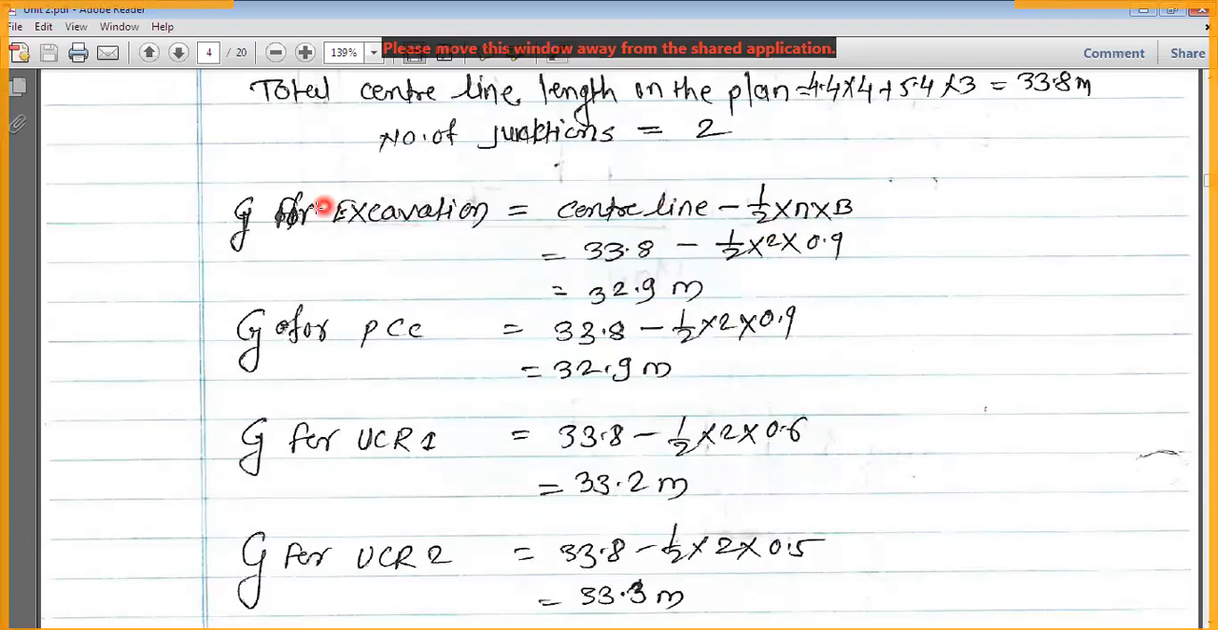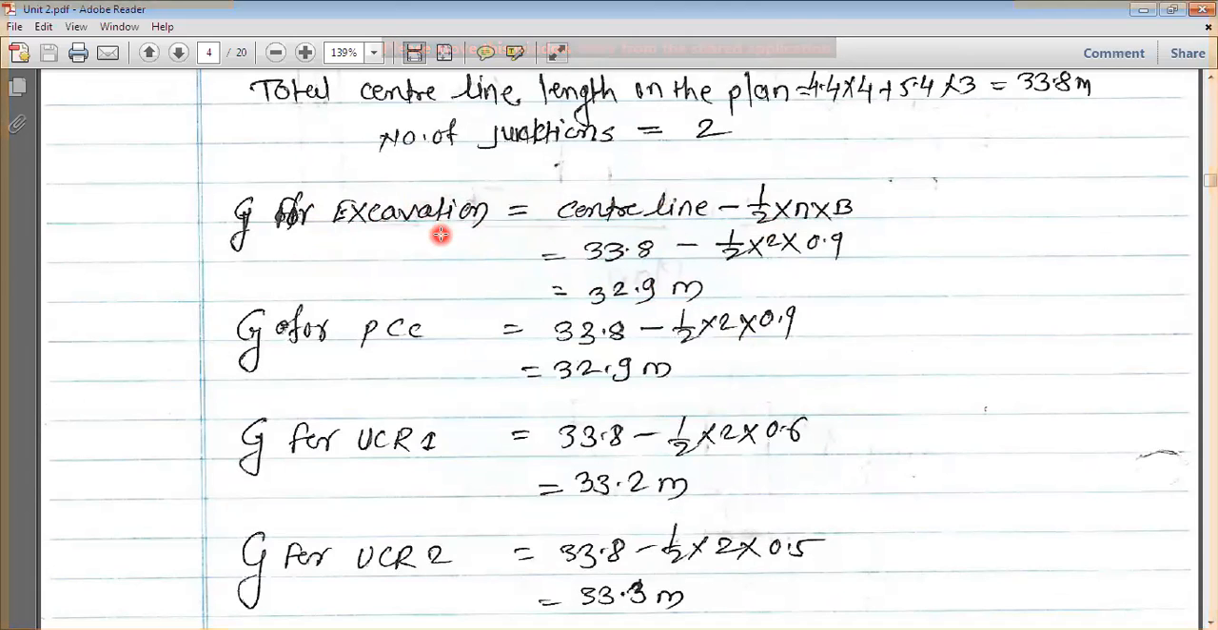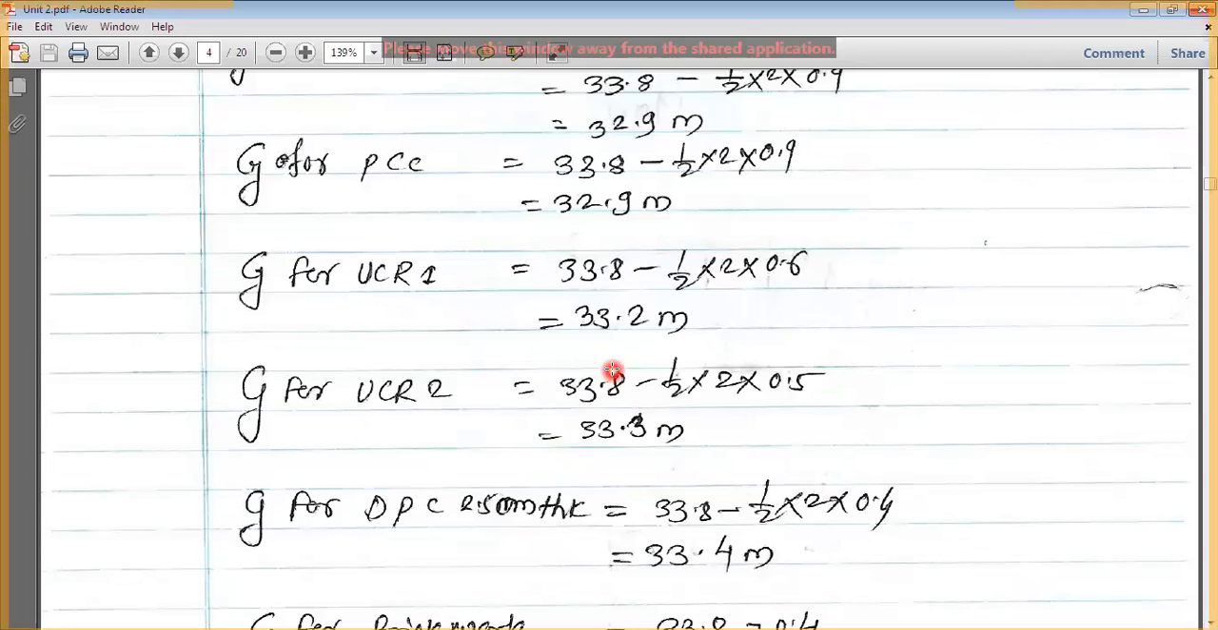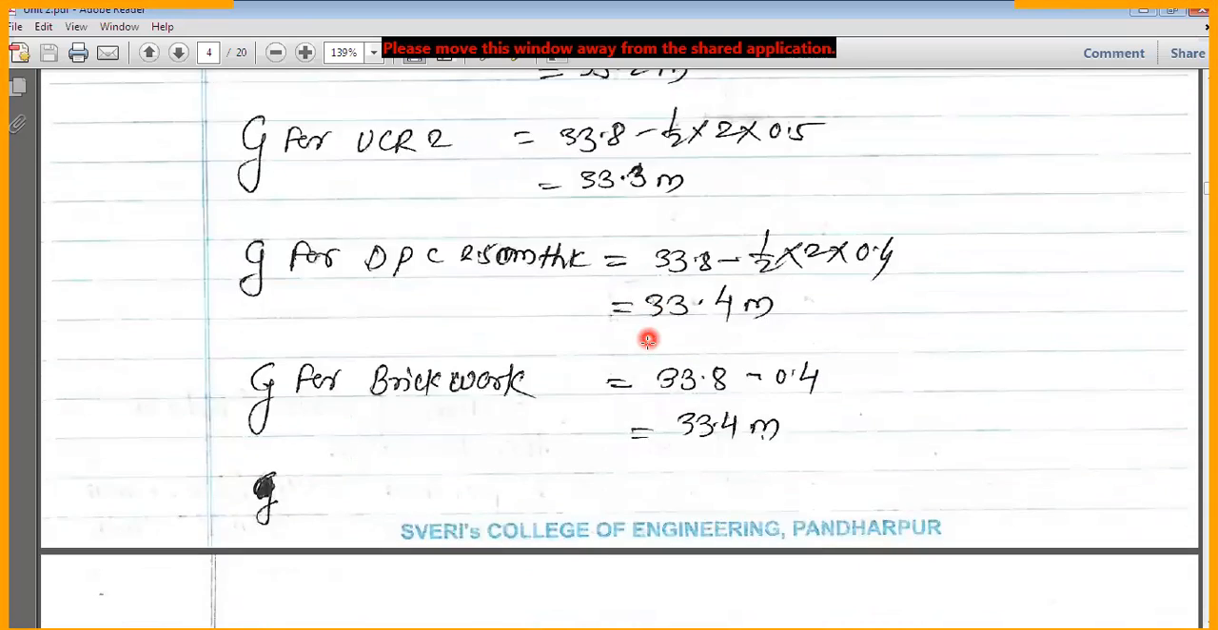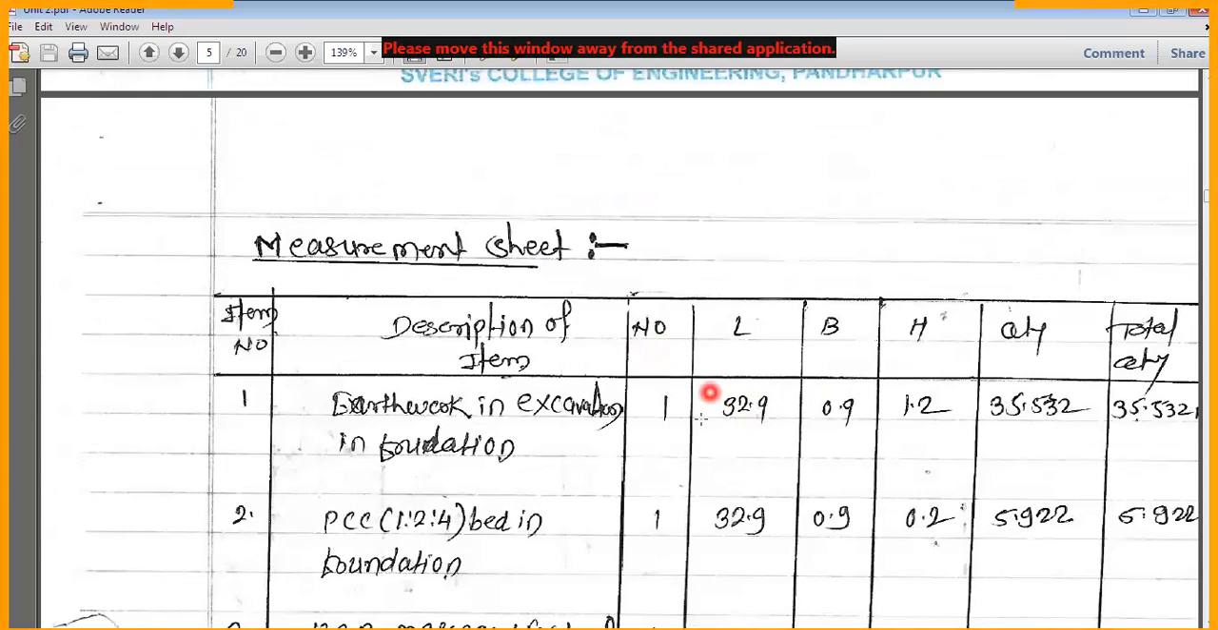दिस इज द लेंथ विच इज रिक्वायर्ड फॉर द अर्थवर्क इन एक्सकॅव्हेशन. ओके, एक्सकॅव्हेशन करण्यासाठी किंवा अर्थवर्क इन एक्सकॅव्हेशन ह्या ऍक्टिव्हिटीसाठी तुम्हाला सेंटर टोटल लेंथ किती लागणार आहे, तर ती लेंथ आहे 32.9, की जे आपण बाय युजिंग द फॉर्म्युला सेंटर लाईन required for the excavation equals to total center line length minus 1/2 into n into b, या फॉर्म्युलाने ती डिटरमाइन केलेली 32.9. Okay, so that comes as 32.9.